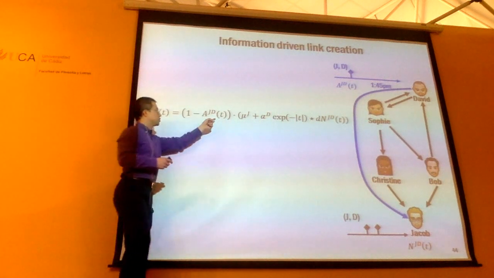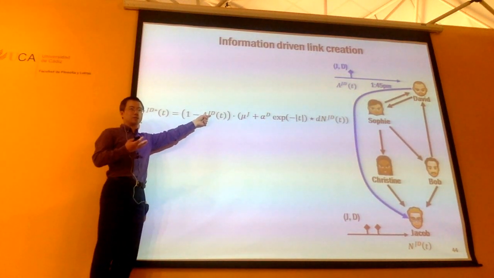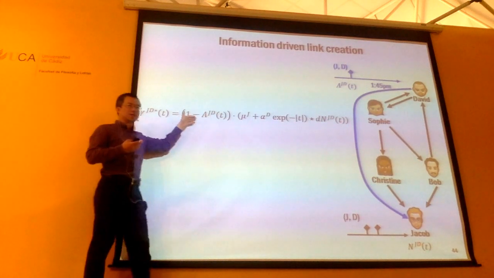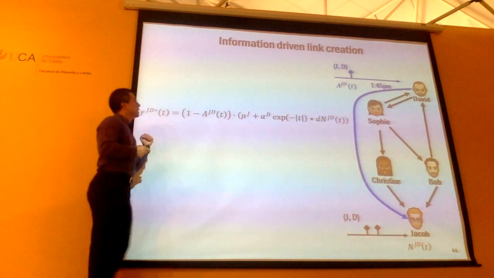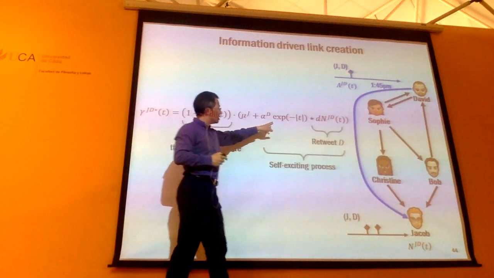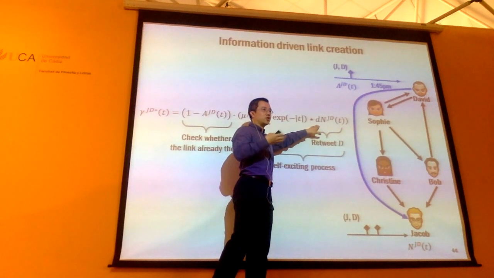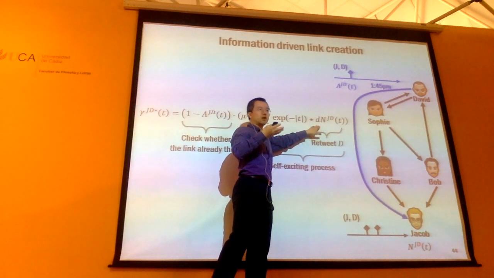And then you're going to first look at whether there's already a link between Jacob and David or not. Right? So if he already has a link, it's going to zero out everything. Yeah. And then you're going to have two terms. One term is essentially again the self-excitation process. Okay, you just look at how frequent Jacob has repeated data.